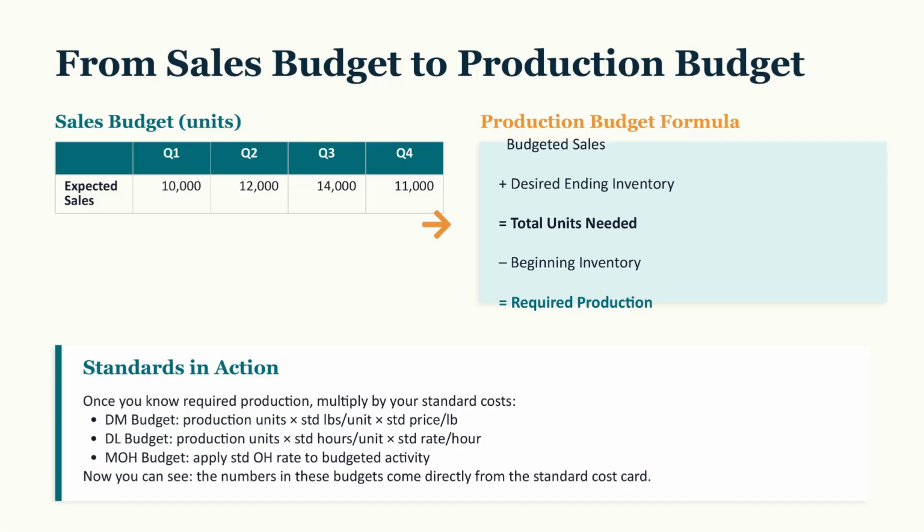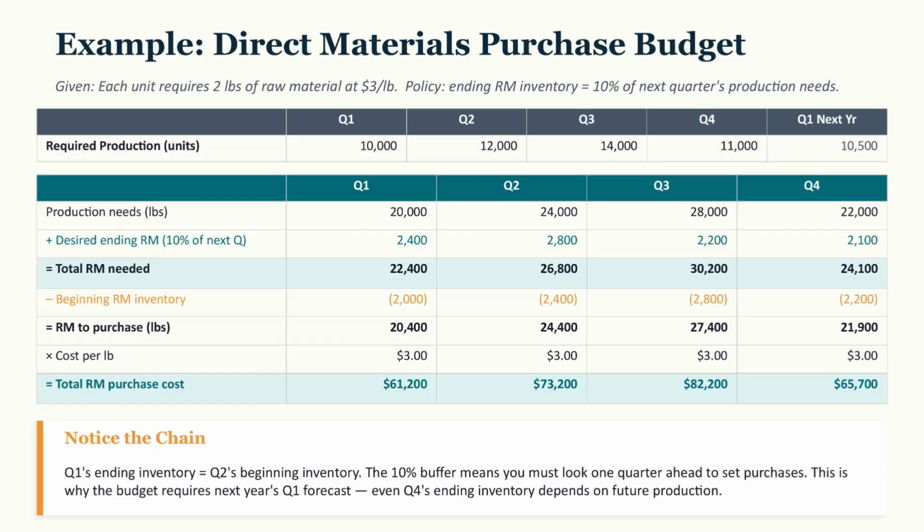Start by adding budgeted sales of 1,000 units to a desired ending finished goods inventory of 150, then subtract the 100 units in beginning inventory to arrive at 1,050 units required. Remember, this figure represents units only, not dollars. Once determined, apply standard cost multipliers for DM, DL, and MOH as shown in the Standards and Actions section for precise budget calculations. Now let's trace the next step, determining raw material purchases.